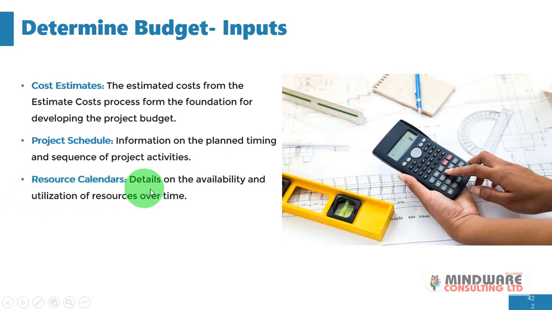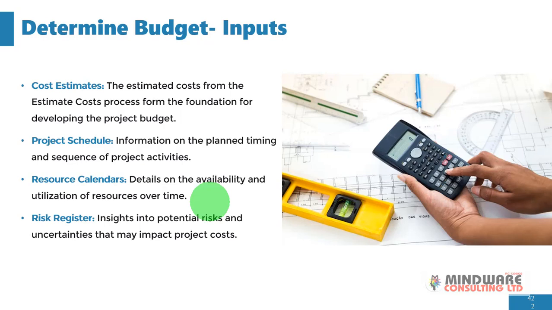The resource calendars. Details on the availability and utilization of resources over time. I've explained this before. A resource calendar has to do with the human resources, the people that will be carrying out various activities and what times they will be available during the life cycle of the project. This will also help us to know who's doing what and how much we are spending for each of those activities.